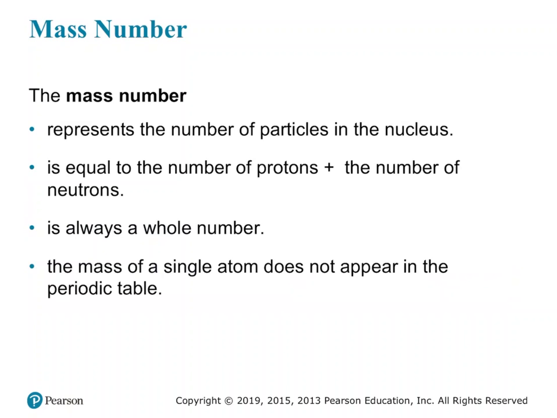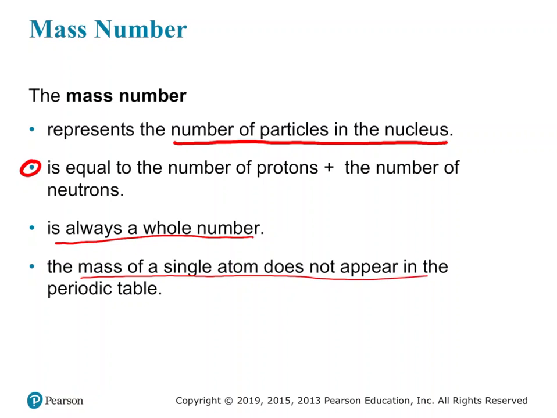Now, there's another number we need to discuss, which is called the mass number. So this represents the number of particles in the nucleus. So remember, in the nucleus, we have both protons and neutrons. So the mass number is equal to the number of protons plus the number of neutrons. Now, the mass number is always a whole number because in this particular case, we're considering just one atom. So the mass of a single atom does not appear in the periodic table. We would be given the mass of a single atom.